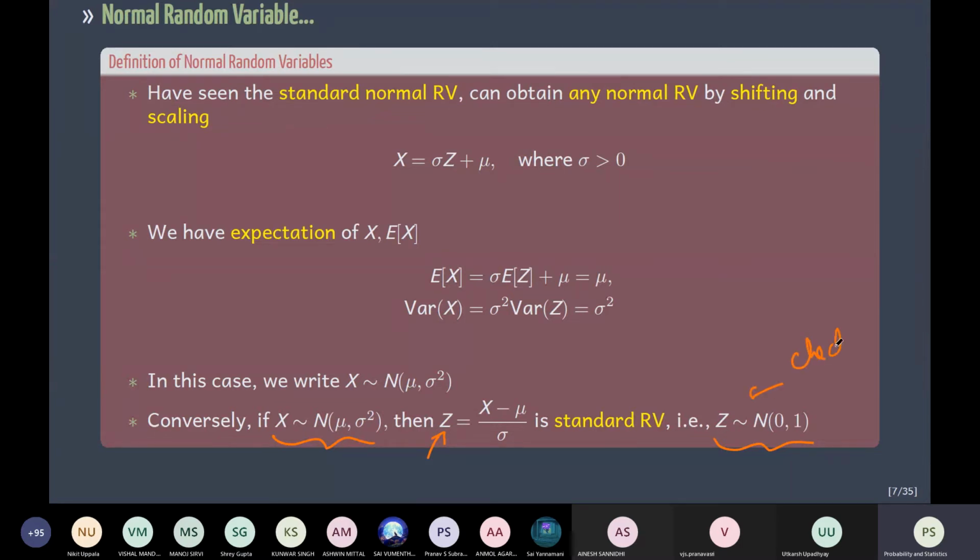Check this. I'll put all this in the assignment. Whatever is missing here, I will put in the assignment. So this is a check we can do. So what we observe is that from standard we can obtain a general normal distribution by doing this linear transformation, and then this scaling factor becomes the variance, and this shifting parameter becomes the expectation. And conversely also, if someone gives me a normal, then I can get a standard normal by doing this type of transformation.